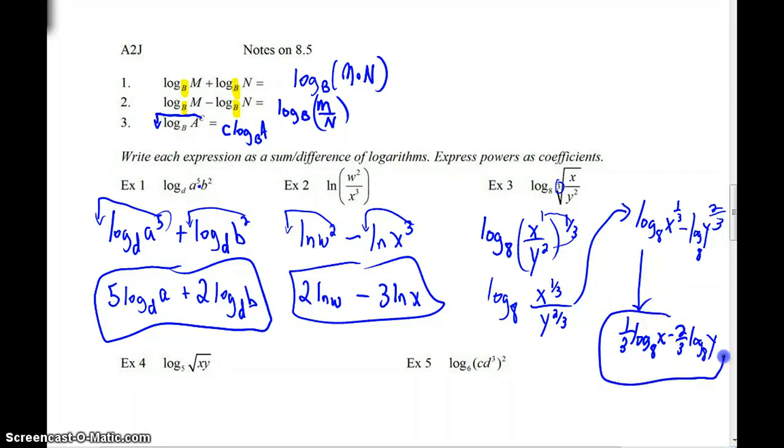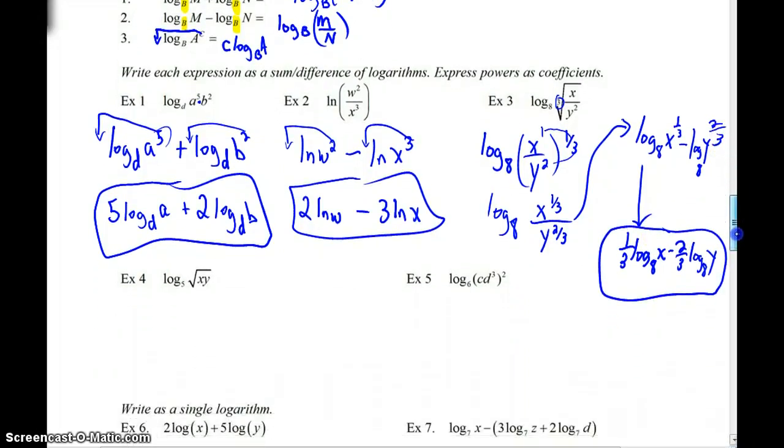Okay, well, also keeping in mind that we might have square roots. Well, remember the square root is going to have an understood index of a 2. This becomes the log base 5 of xy raised to the 1/2. And very quickly we could multiply that 1/2 to both of these powers. So this is x to the 1/2 times y to the 1/2.